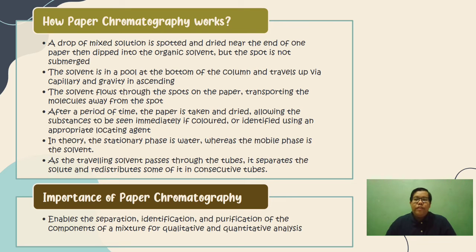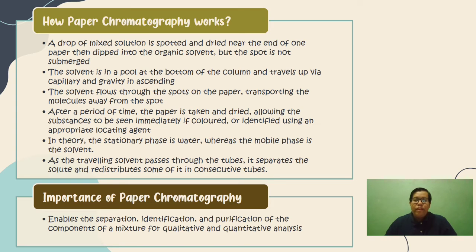If the solvent mixture has been properly chosen, each of the components will move at a different velocity than the others. After a period of time, the paper is taken out and dried, allowing the substances to be seen immediately if colored, or identified using an appropriate locating agent. The combination of solubility and absorption forces determines the distance a substance travels.